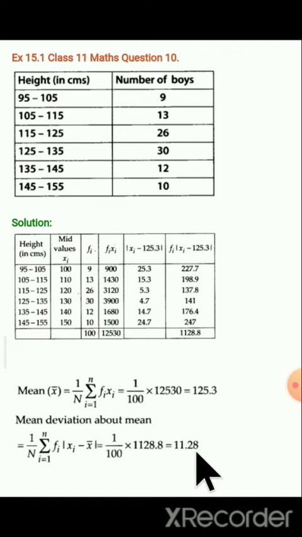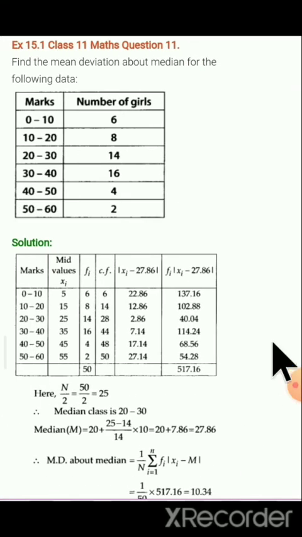So this is the required value. Next, question number 11: find the mean deviation about the median for the following data. Here we have marks and the number of girls. The procedure is the same. Consider marks as the xi, and the number of girls as the frequencies. Next, xi is nothing but the midpoint of these class intervals.